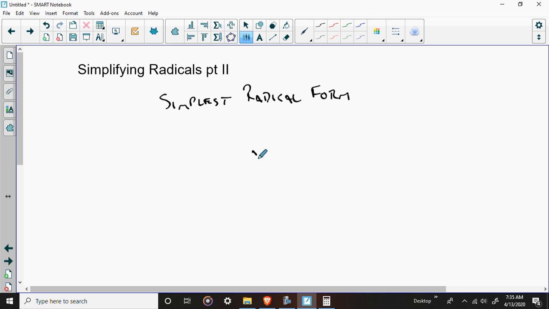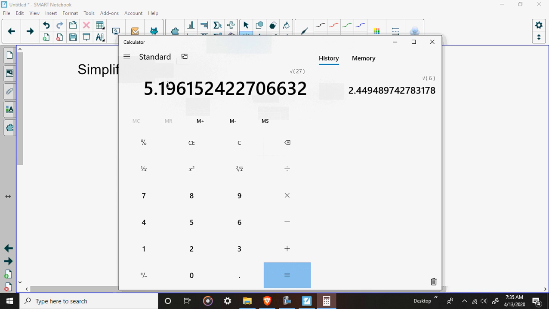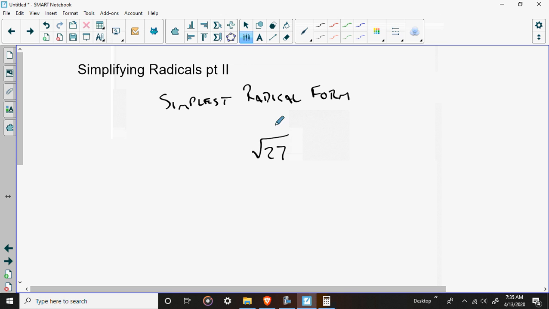What if I said radical 27? Well, if I said, hey, what's the square root of 27? I'm going to put in 27, take the square root, and I'm going to get this number, 5.196152422706632, and it just goes on and on and on. But we know our times tables, right? We talked about 9. 9 is a perfect square, and 9 does go into 27. So one of the things you can do is you are allowed to split this into factors. I can say this is radical 9 times radical 3. That is allowed. That is a legal move.